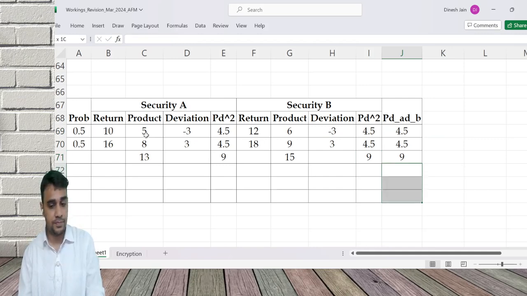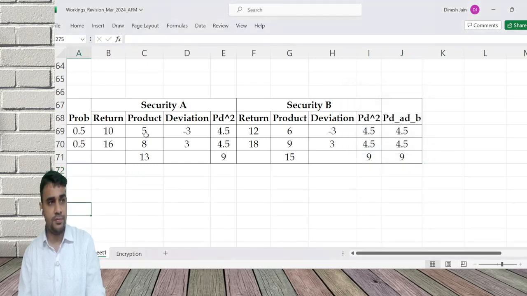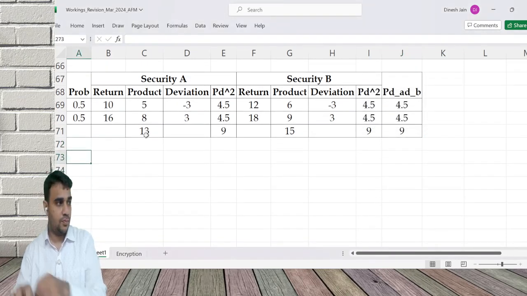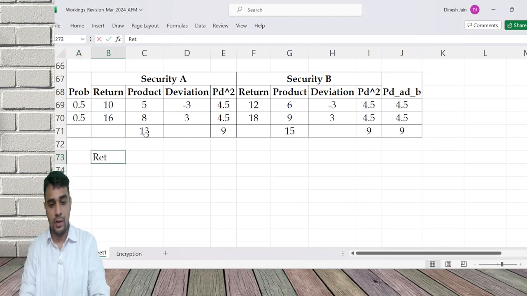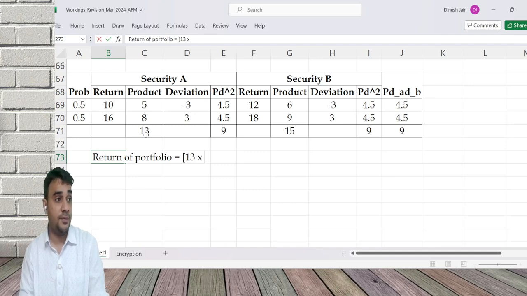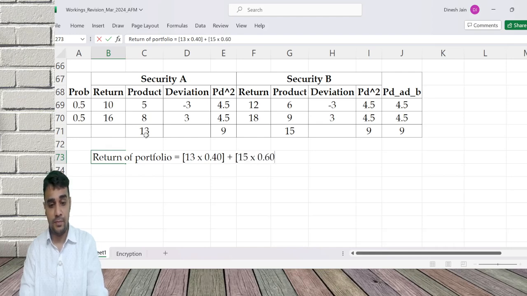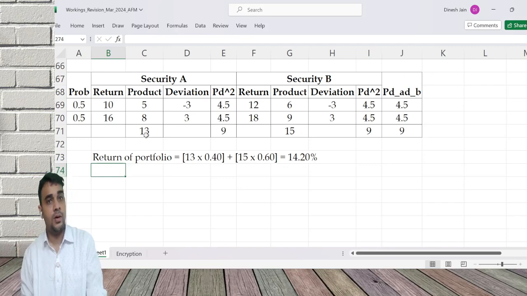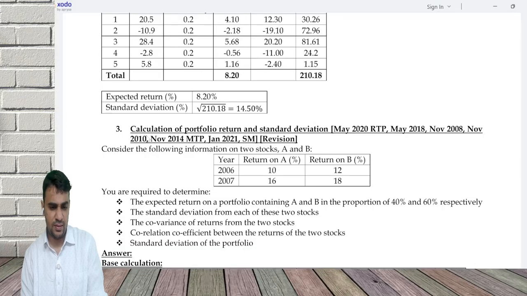Can we proceed? What's the first requirement of the question? Return of portfolio is equal to, how much is the return of A? 13 into what is the weight of A? Return of B, weight of B. Return of portfolio is the weighted average of the individual returns. How much? Clear?